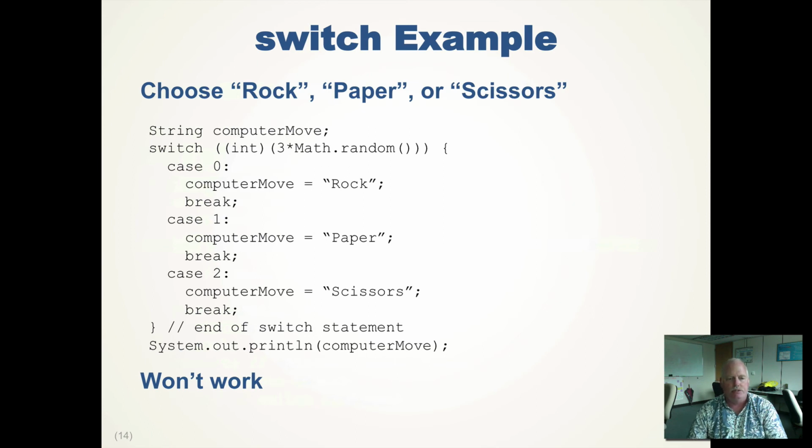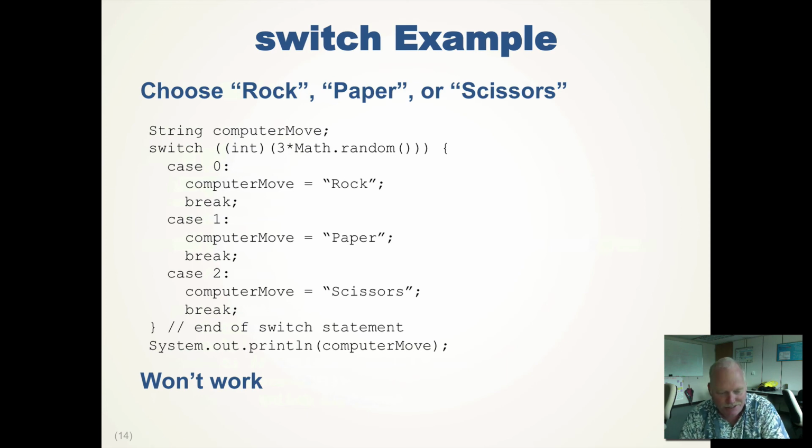And so here's our switch statement. Case 0, which is the constant 0, says we pick rock. We say break because we want to assign the computerMove to rock. Case 1 is we choose paper. Case 2 we choose scissors. We break. We don't have a default statement here because we don't need one. And then we print out the choice.